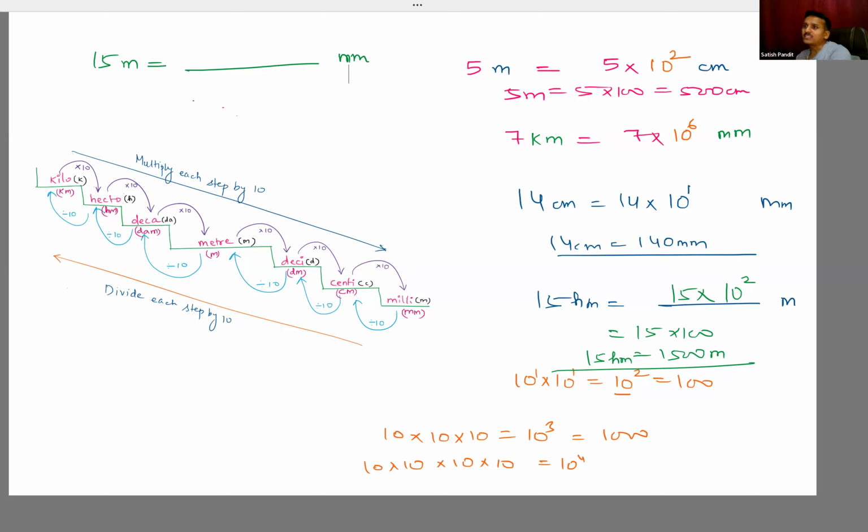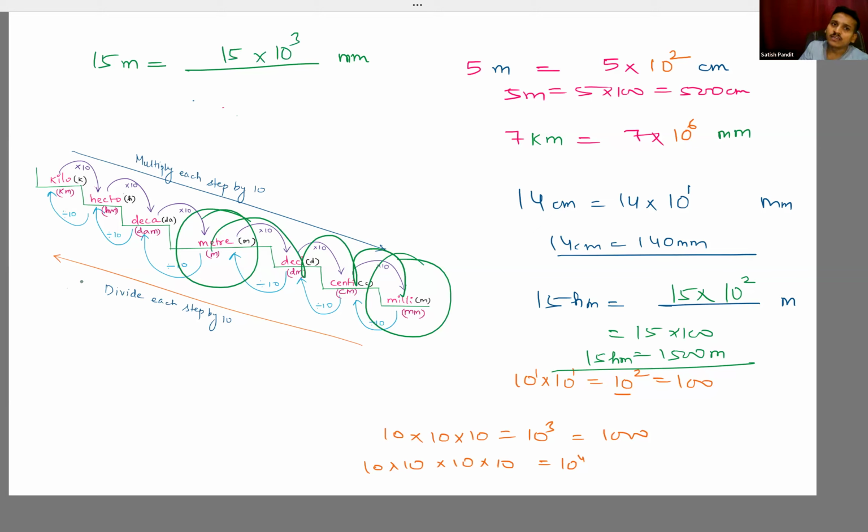Lokajit, how did you put minus power and all here? See, meter to millimeter, okay? Meter is here, millimeter is here. So 1, 2, 3. We are going down only, right? So down 3 steps means 10 to the power 3. And 15 is there, so you just multiply. So 15 into 10 to the power 3 means 15 followed by 3 zeros. That means 15,000 millimeter. So 15 meter is 15,000 millimeter. Understood or not? Yes or no?